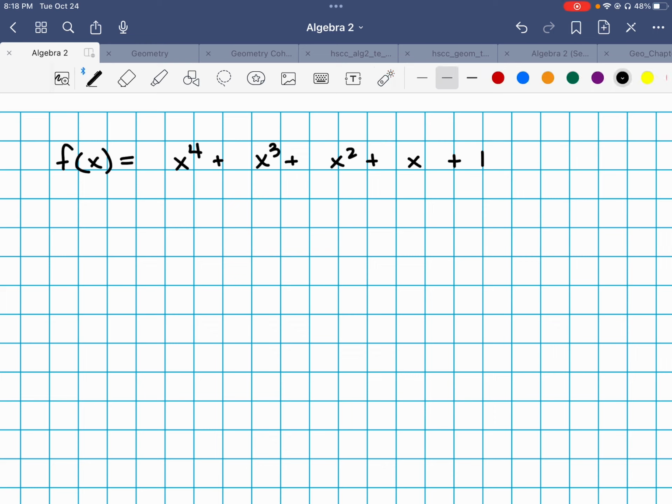Well, this one is fairly straightforward. Like if you plug in 1, you're going to get 1 to the power of 4, 1 to the power of 3. Essentially, you're going to get a bunch of ones, and we're going to get 5. And then what happens when we plug in 2? When we plug in 2, we're going to get 2 to the power of 4, which is 16, and then 2 to the power of 3, which is 8, 2 to the power of 2, which is 4, 2, and then plus 1. So we're going to add up all those, and we're going to get some value.